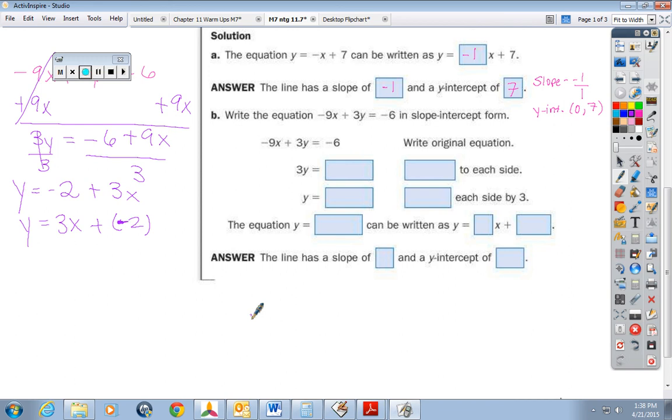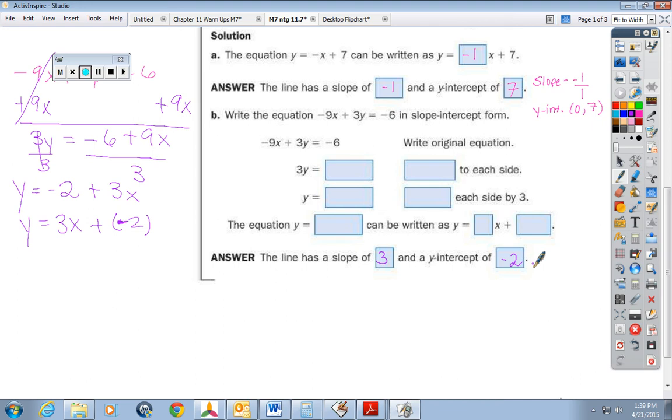You can't add 3x to -2 because one of them has a variable and the other one doesn't. So there's my equation. It's now in slope-intercept form. So the number in front of x is what? And what does that represent? The slope. So we would say the slope is 3. And what is the y-intercept? -2. Okay? So is that line positive or negative? Negative.